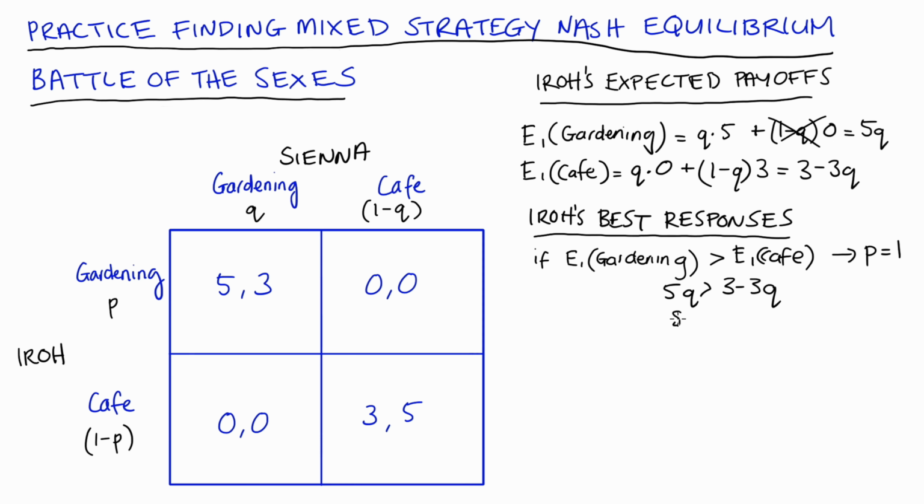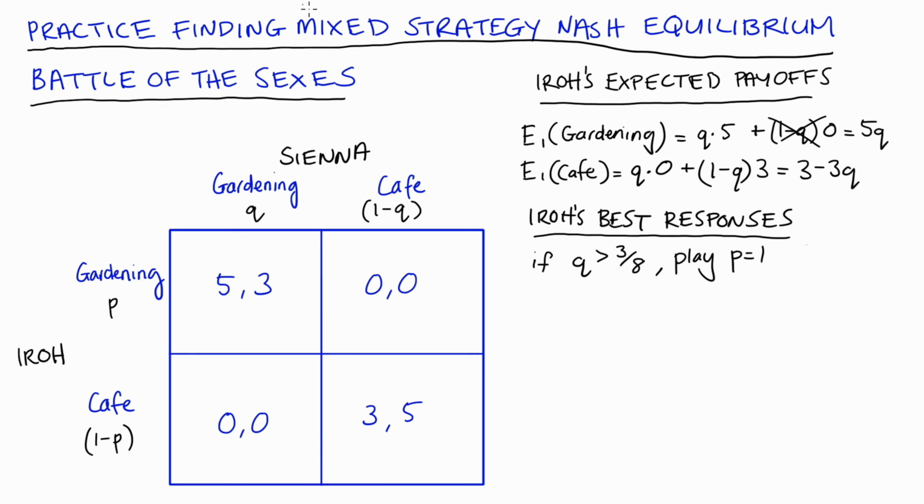So we can add 3Q to both sides. We get 8Q is greater than 3. Divide both sides by 8. And we get this condition that if Q is greater than 3 over 8, then Iroh should just set P equal to 1. Just play gardening with certainty.